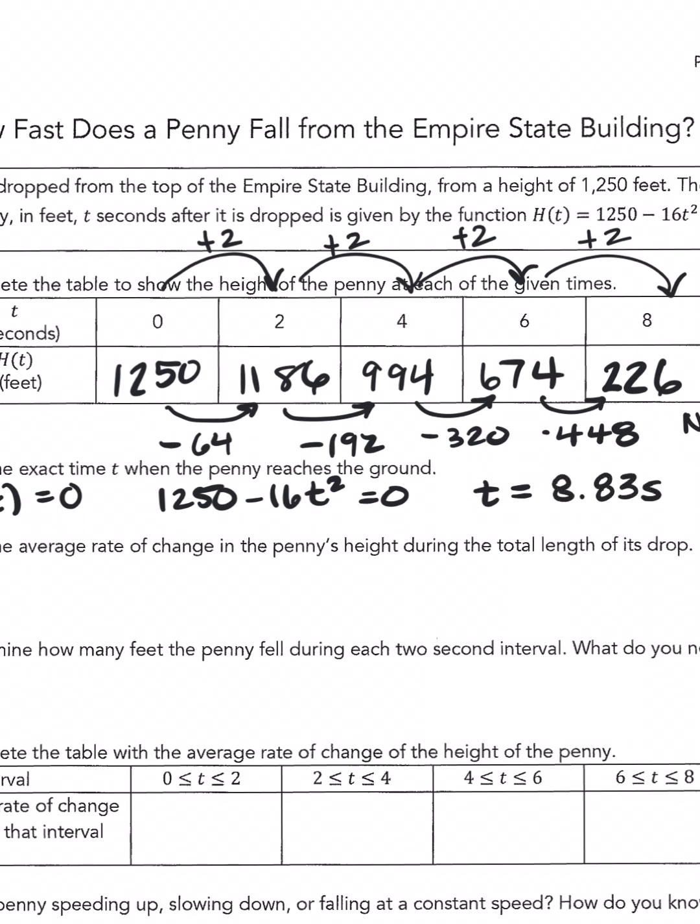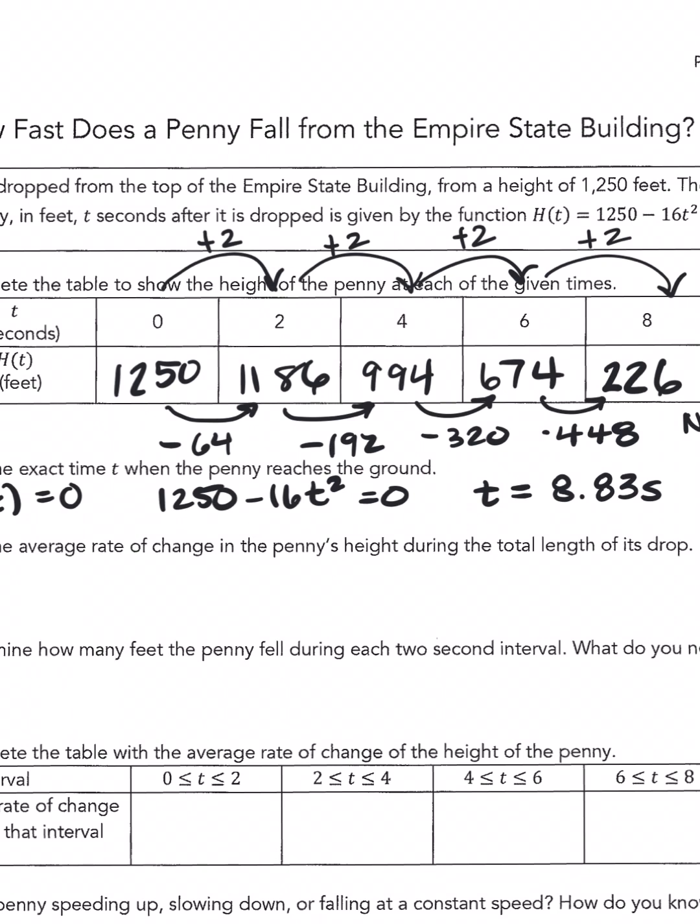Now, normally if you took the square root of both sides, it'd be positive and negative. Why did we throw the negative away? Can we have negative time? No, you can't have negative time. We can't go back in time. Time's only ever positive, isn't it? So we have positive time, so we throw the negative away anyway. So 8.83 seconds.